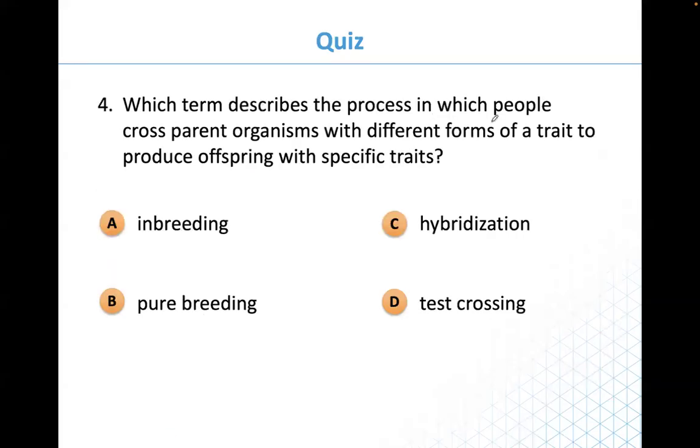Which term describes the process in which people cross parent organisms with different forms of a trait to produce offspring with a specific trait? The process of crossing parent organisms with different forms is called hybridization.